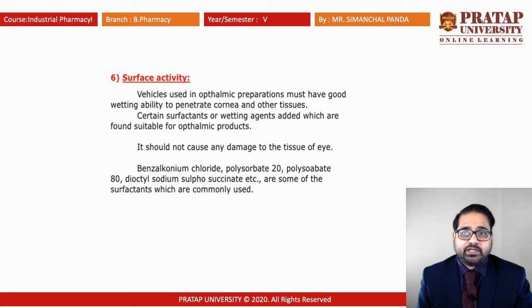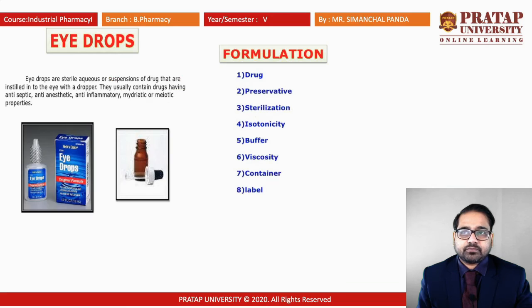So in order to avoid that, the surface activity is maintained by using a suitable surface active agent or surfactant, generally coming under the wetting agent category. Among them, some examples are benzalkonium chloride, polysorbate 20, and polysorbate 80. It should not cause any kind of damage to the tissue of the eye.